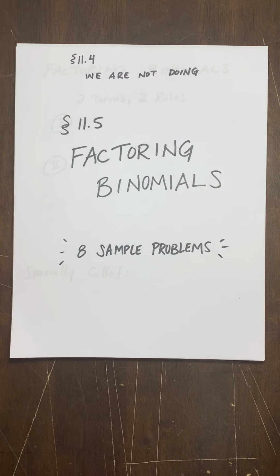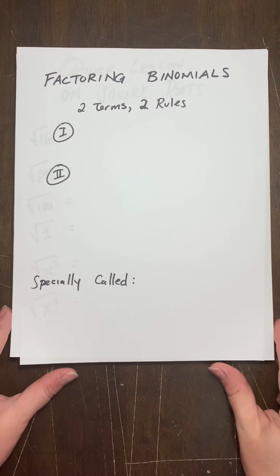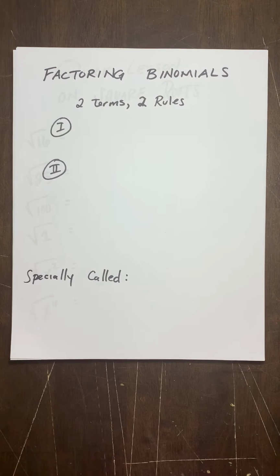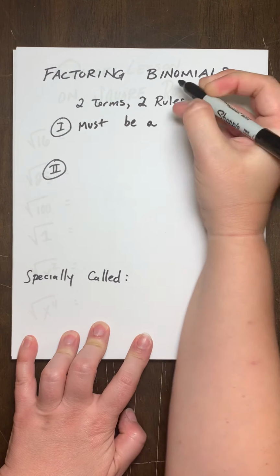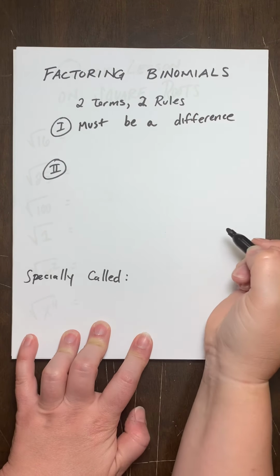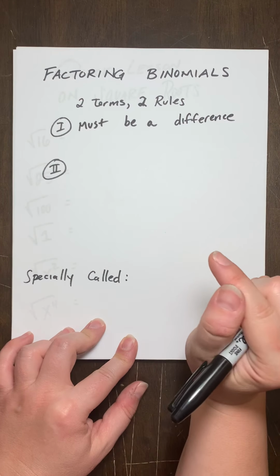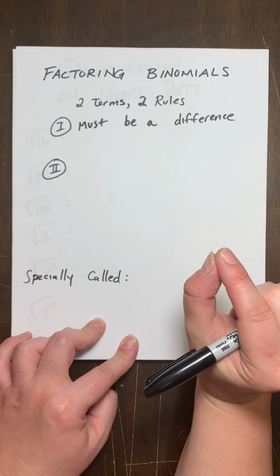Now, binomials. How to factor if you only have 2 terms. When you factor a binomial, as you know, a binomial has 2 terms, and if there's 2 terms, there's 2 rules. The first rule, the 2 terms must be a difference. That means the 2 terms have to be subtracted. There has to be a minus in between the 2 terms.